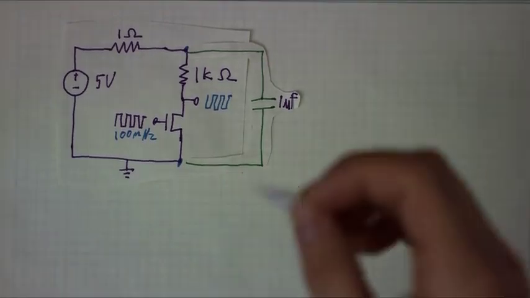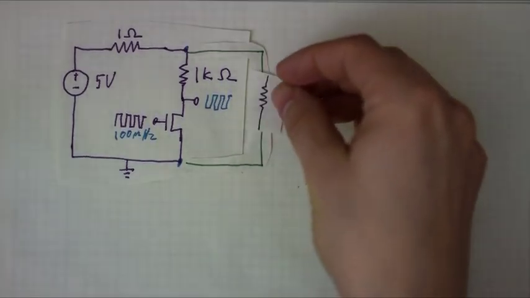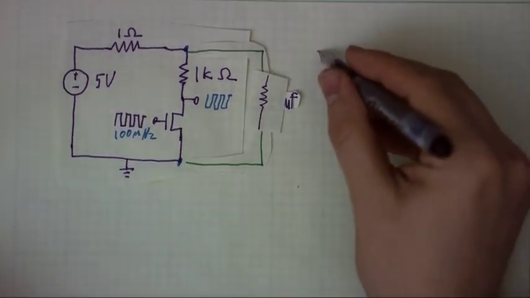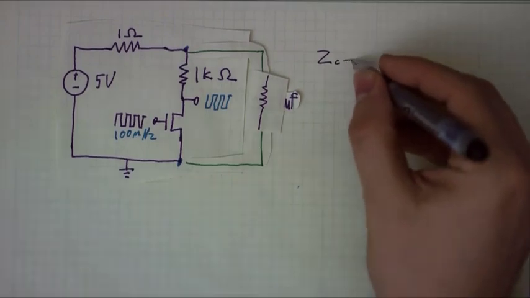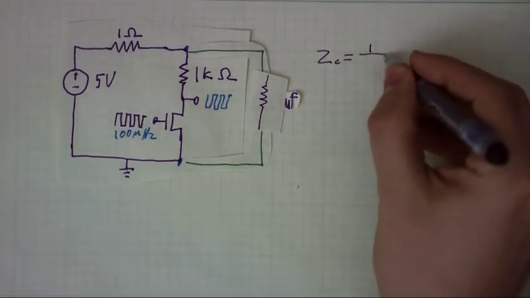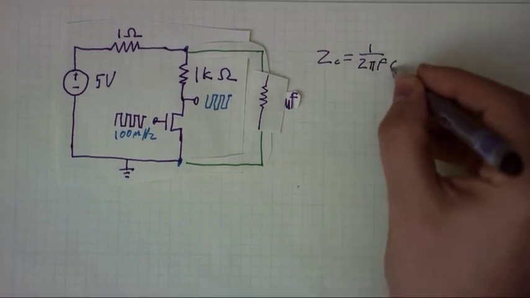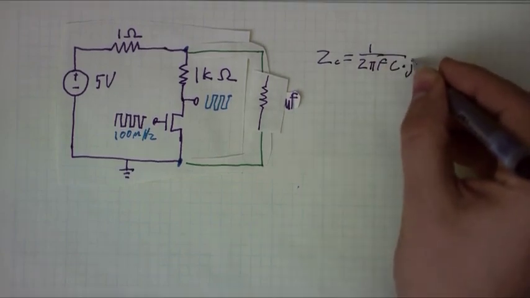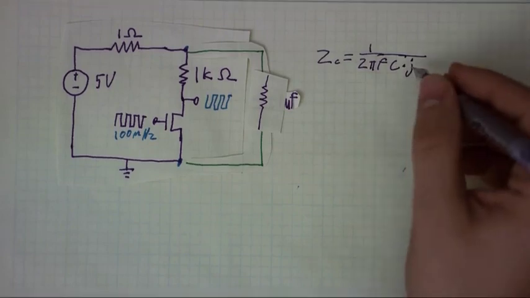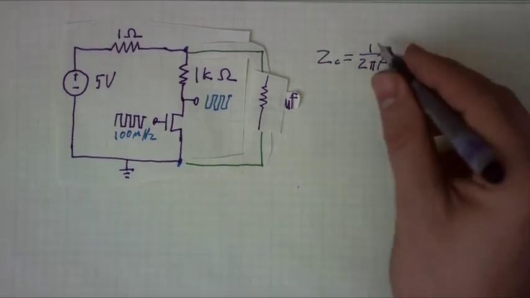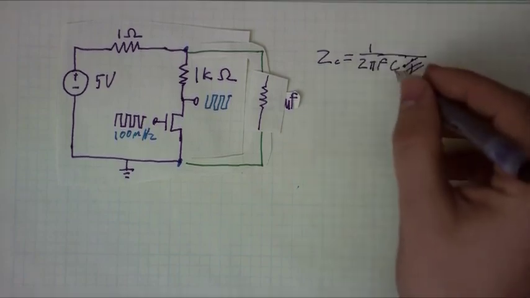So we're going to start with the inexact method, the approximation. And what we're going to do is pretend that this capacitor is a resistor. We're going to use this formula for the impedance of a capacitor: the impedance is equal to 1 over 2 pi f c times j. And right now we're going to ignore this j for a moment and pretend this is just 1 over 2 pi f c.